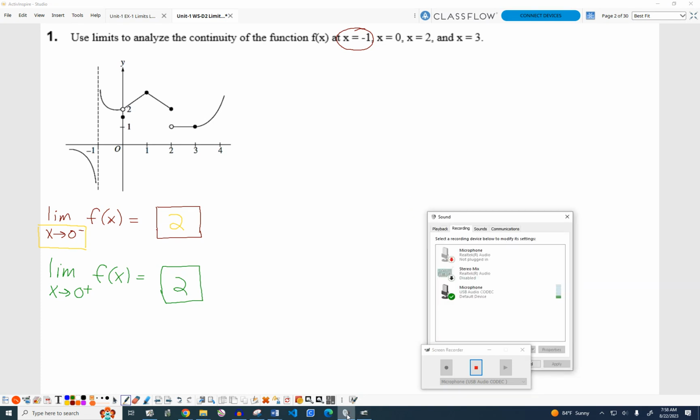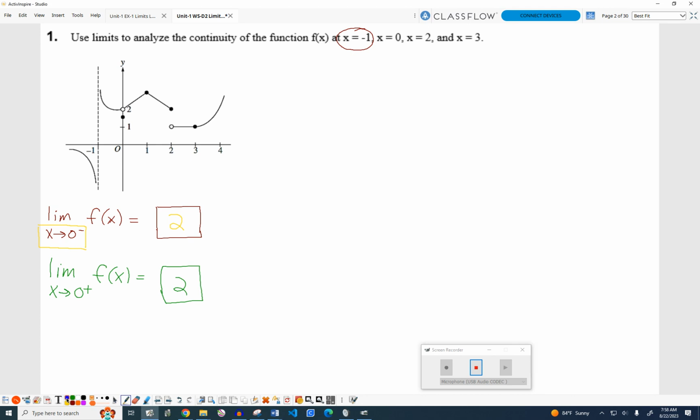Good. Here's the answer to that question. So Zach's question was, if we're finding the limit as x approaches 0, do I pay attention to this dot here? Is that what you're saying, Zach? Yeah. Do I pay attention to this? And a related question that often comes up is, do I pay attention to this open circle right here?